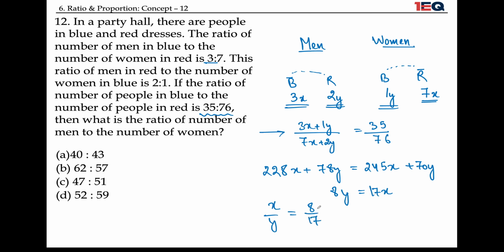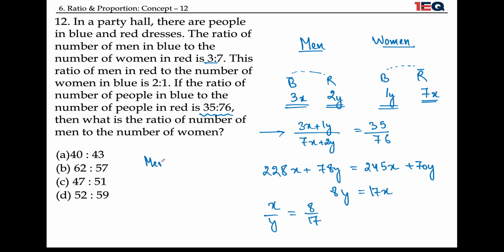Now I need to find out the ratio, the sum of total men. I cannot find out the absolute value of men because throughout the question you did not find even a single place where the number of men is written. You always found things in ratios. So x is equal to 8 as in ratio, y is equal to 17 as in ratio. I will plug in the values and find out my answer.